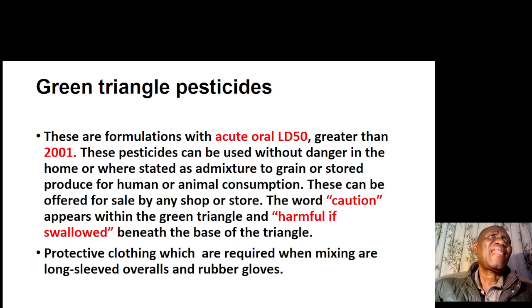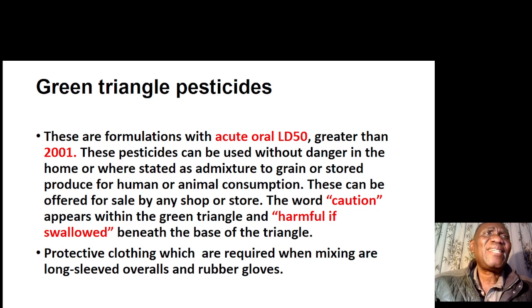Number one, the green triangle pesticides. These are formulations with acute oral LD50 greater than 2001. These pesticides can be used without danger in the home or where stated as admixture to grain. We can put this in grain or stored produce for human and animal consumption. This can be offered for sale by any shop. We expect any shop to sell this or store.